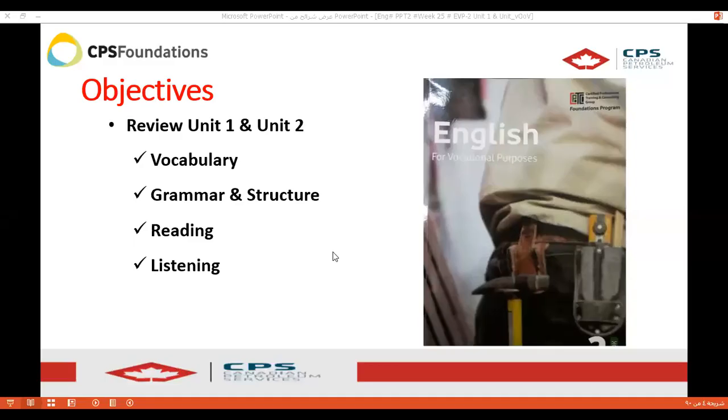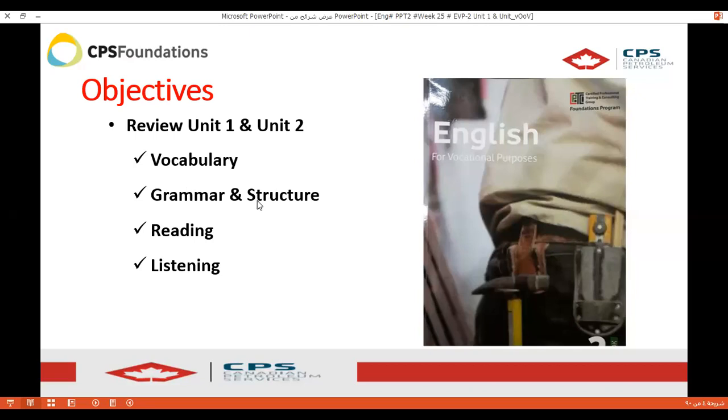Cohort 10, Week 25, English for Vocational Purposes 2, Day 2, Unit 1 and Unit 2 review. During this lesson, we are going to review the vocabulary, the grammar, and the structure, and reading and listening of Unit 1 and Unit 2.